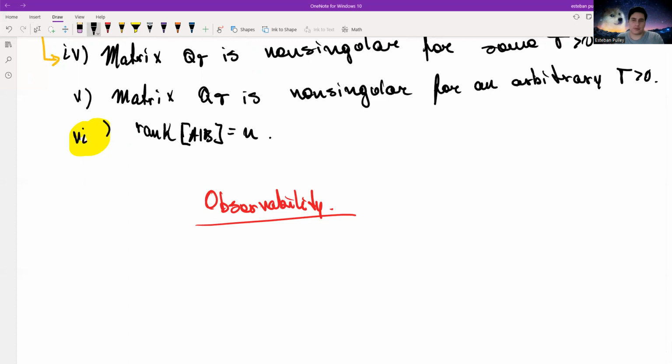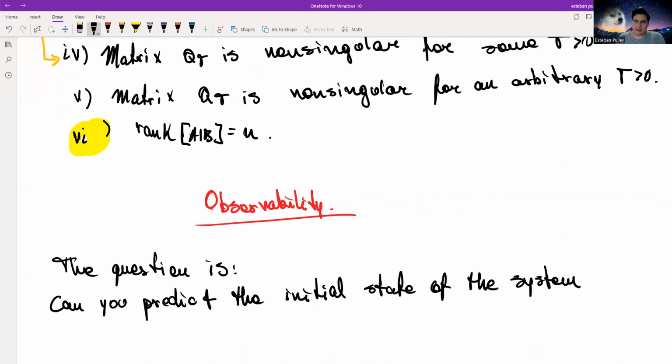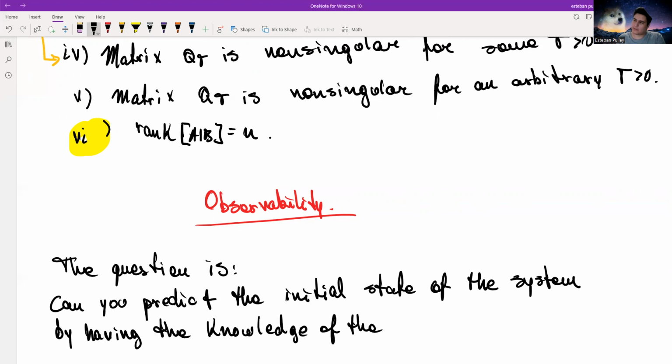The observability of a control system is the ability to determine the internal state of the system by observing the output in a finite time interval when input is provided to the system. The question about observability is: can you predict the initial state of the system by having the knowledge of the input and output? If yes, then the system is observable.